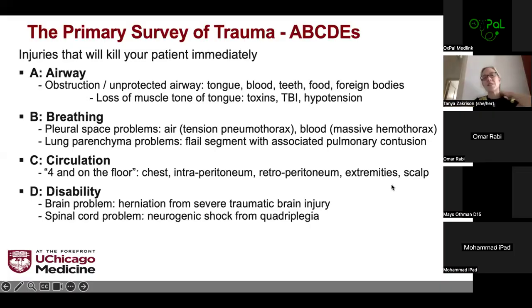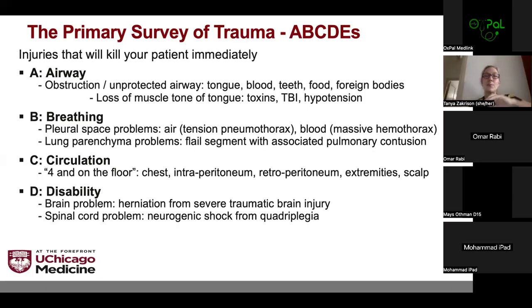Then D is for disability. And thank you, Omar, for kindly going over the ABCDEs. There are 2 main life threats that we need to identify during D. And you're absolutely correct in saying we need to know what the Glasgow Coma Scale is, because we're using that as a tool together with assessing the pupillary response to see if the patient has a traumatic brain injury that's so bad that the intracerebral pressure is so high that the patient is about to herniate.